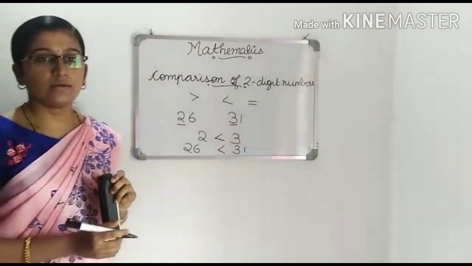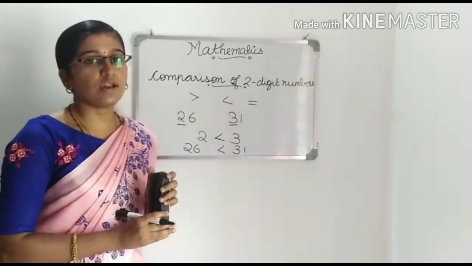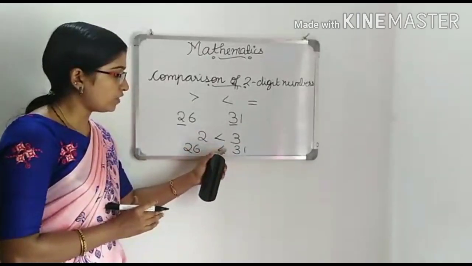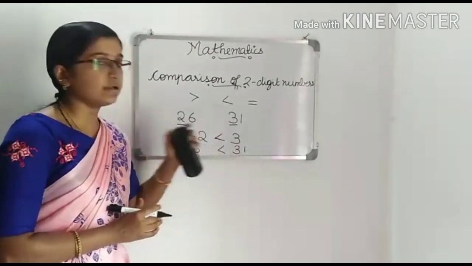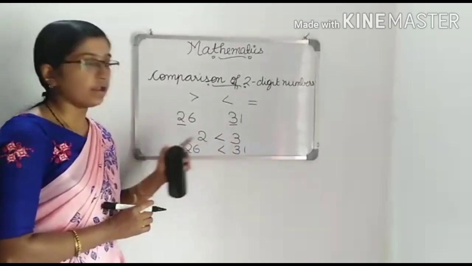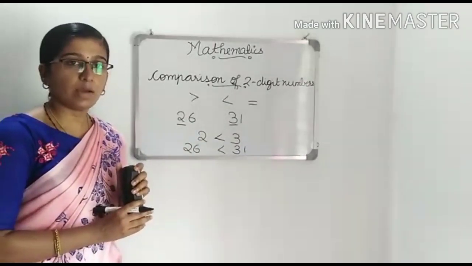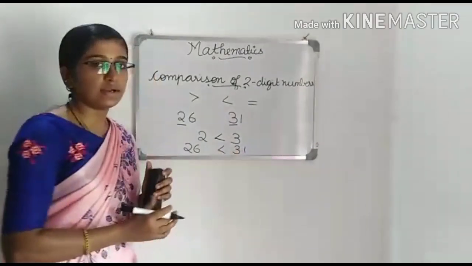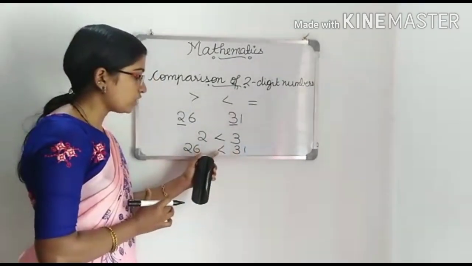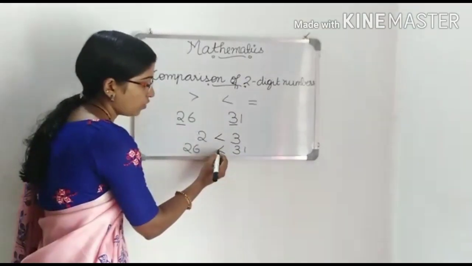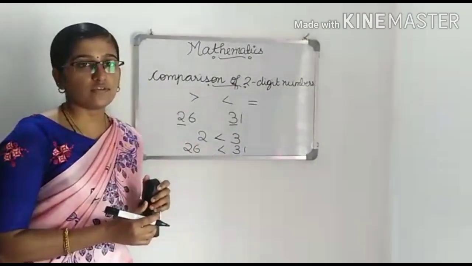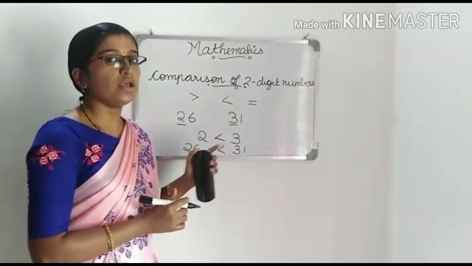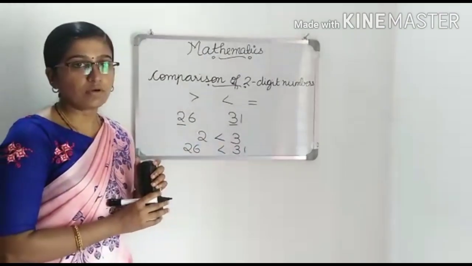Is it clear, children? Children, there is a trick for you. While comparing numbers, the open end of the symbol points towards the greater number and the closed end points towards the smallest number. Here, the open end points towards the greater number 31 and the closed end points towards the smallest number 26. Keeping this trick in mind, you can compare two numbers.